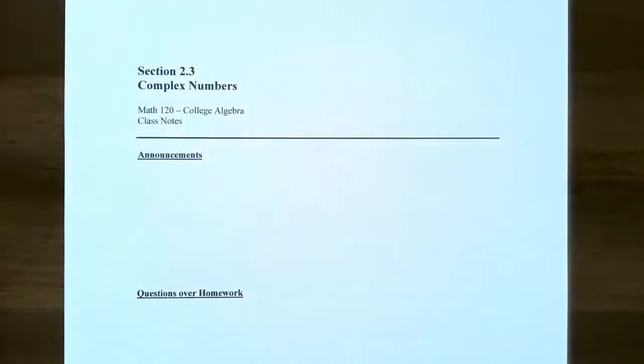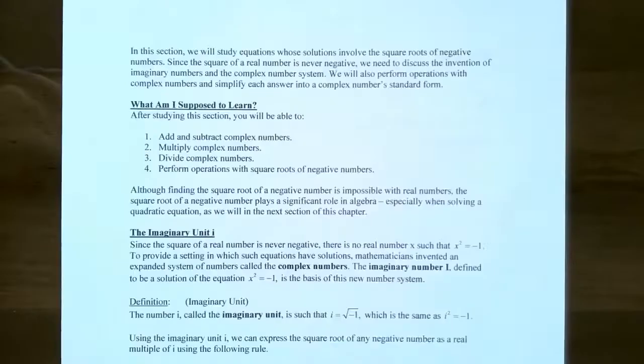In this video, we're going to talk about complex numbers. So in this section, we're going to study equations where you have solutions that involve the square root of a negative number. So we know that if you square a positive number, it's always positive. If you square a negative number, it will also be positive. So the square of a real number will never be a negative number.